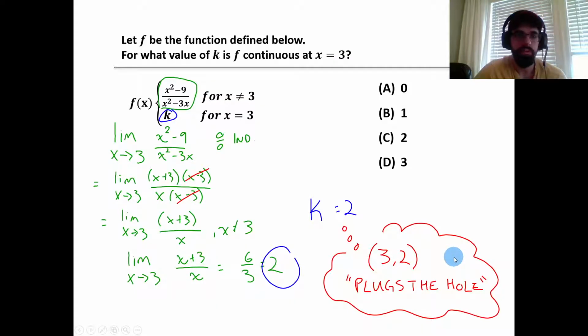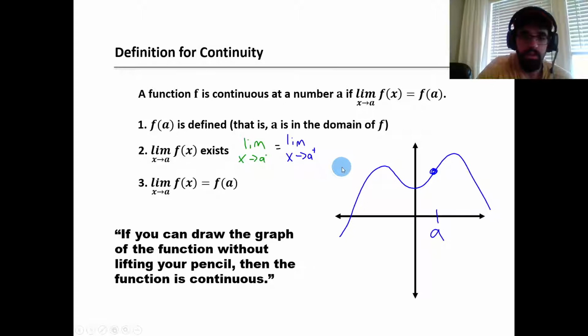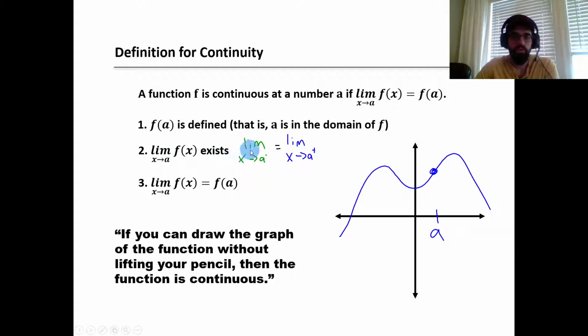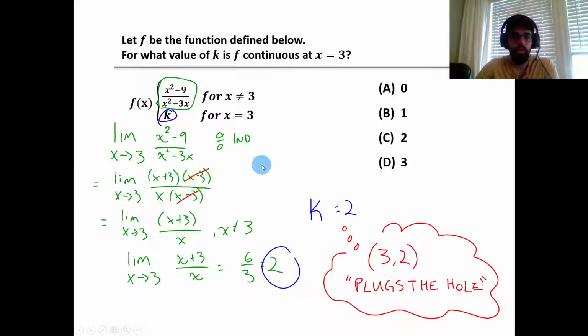So let's look at an example here. If f is defined below, what value of k makes f continuous at x equals 3? If we apply what we need to know about continuity, first, is f of a defined? At this point, yes, it's defined as some k value, and we'll replace k with some number at the end. Number 2, do the limits as x approaches a from the left and the right equal each other? Well, let's take a look at that.